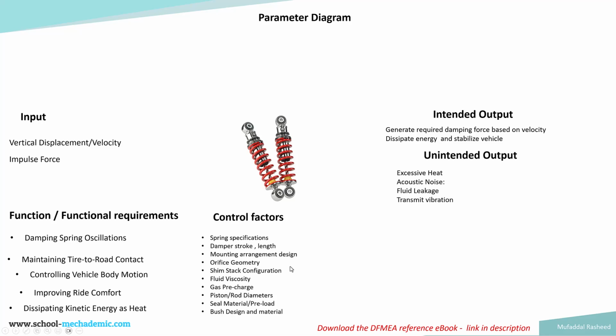The bush design and material. So these bushes, what are the materials, what is the type of rubber or the type of elastomer which is used, what is the configuration of the bush. So those aspects. So these are the control factors, which is nothing but the design parameters which you control as a design engineer for the performance of the shock absorber.